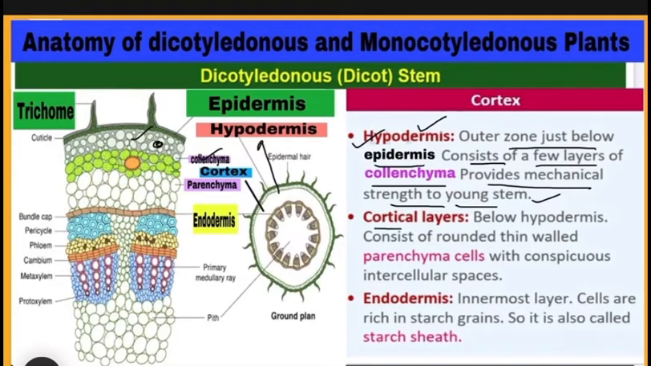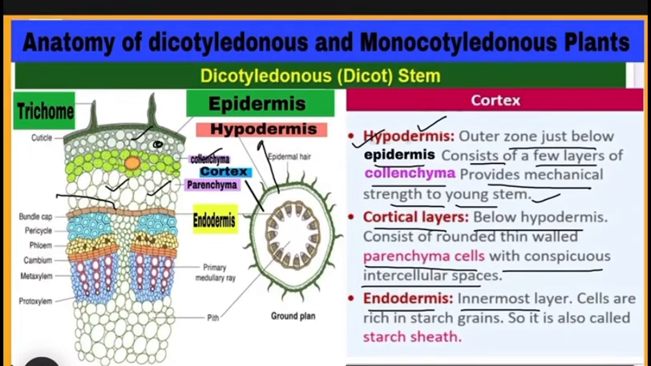Next is cortical layers below hypodermis. हाइपोडर्मिस के नीचे राउंडेड थिन वॉल्ड सेल्स प्रेजेंट होते हैं. These are parenchyma cells with conspicuous intercellular spaces. These are parenchyma cells present just below the hypodermis. They form the cortical layers. Then endodermis, it is the innermost layer. Cells are rich in starch grains. यहाँ पर cells के अंदर starch grains present होते हैं. So it is also called as starch sheath.